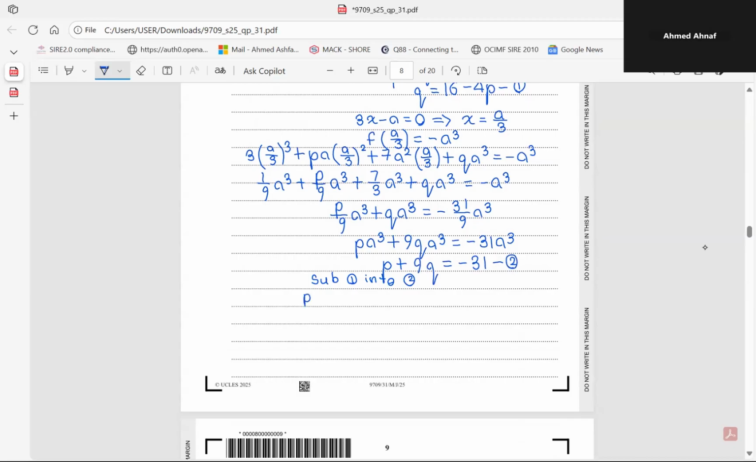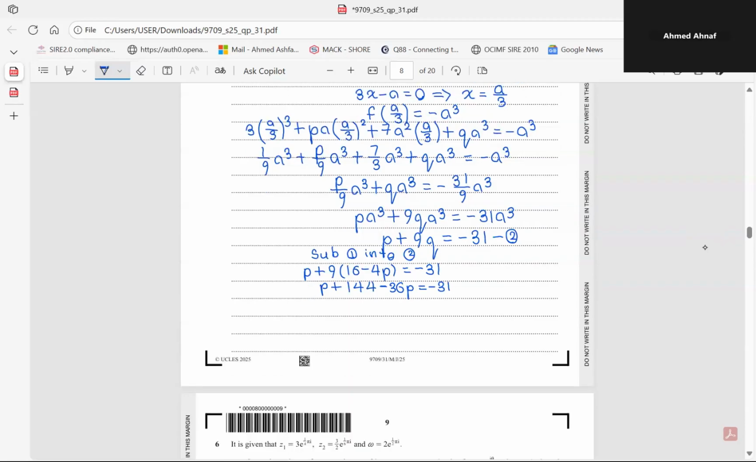So we would get p plus 9 times q, which is 16 minus 4p, equals minus 31. Simplifying this, we would get p plus 9 times 16, that is 144, and 9 times minus 4p, that's minus 36p, equals minus 31. And then p minus 36p, that is minus... my pen's not working, sorry.